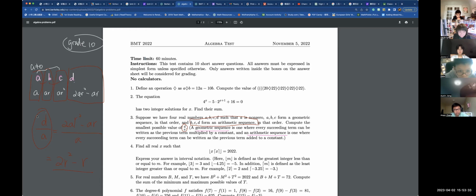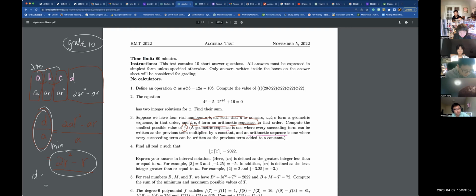So let me ask you, Austin, in order to find the minimum value of d over a, what can I do for this one? Derivative. Derivative, yes. So that is the best way. We don't have to really use anything else. So the derivative is very easy.